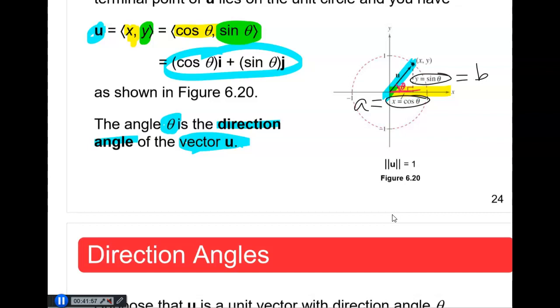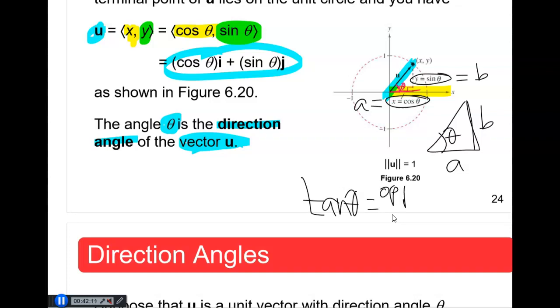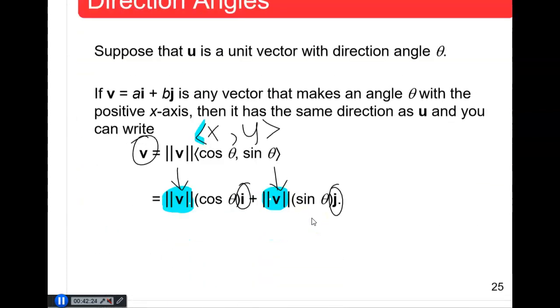And so it makes sense that if you have a triangle, this is B and this is A and this is theta, and you want to find tangent of theta, you will take the opposite side, which in this case will be B, and divide it by the adjacent side, which in this case will be A. So that's another way to look at it.